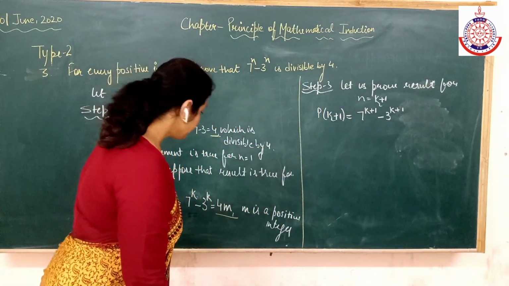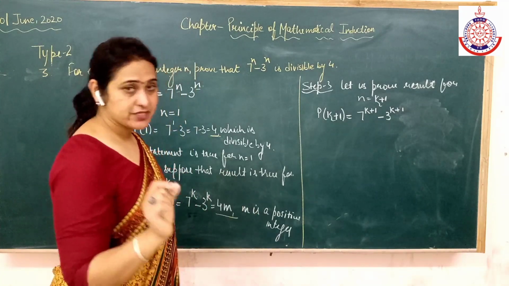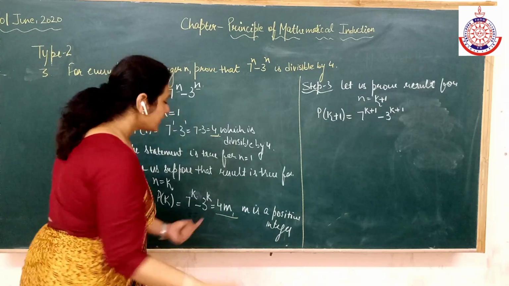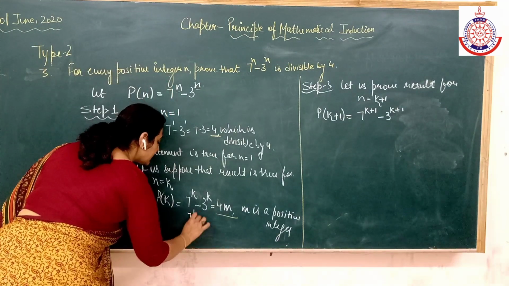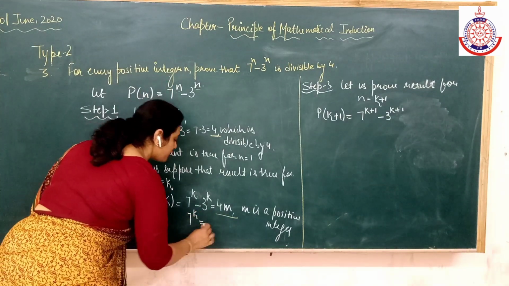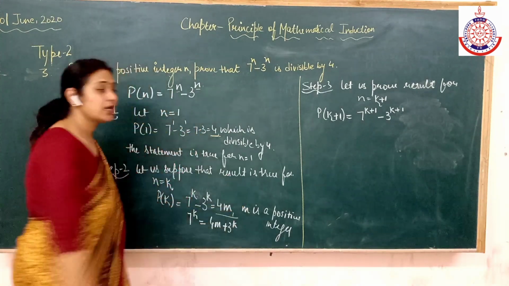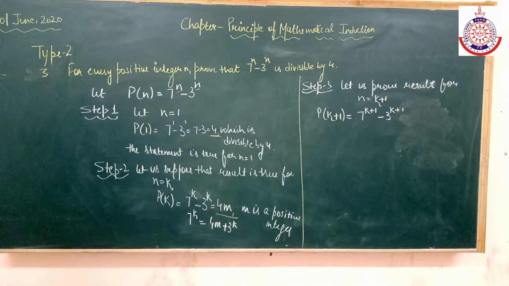Now what shall I do? In the type 1 which we did, we always use the second step to find some value. Clear? So I can find out the value of 7 raised to power k from here. It will be 4m plus 3 raised to power k. We can find the value. Is it clear? 7 raised to power k can be written as this.